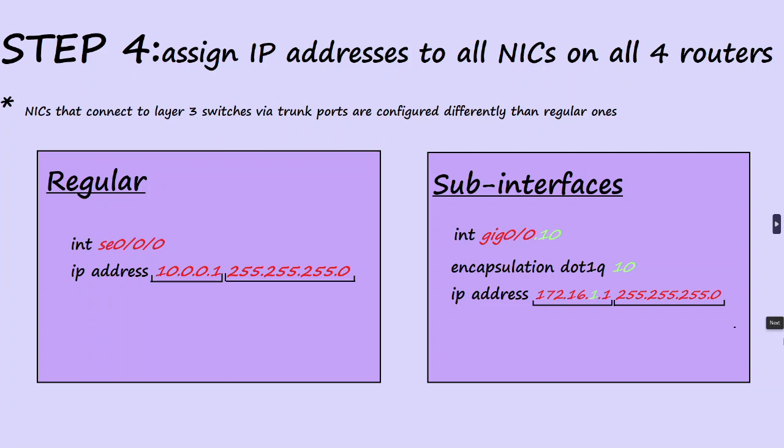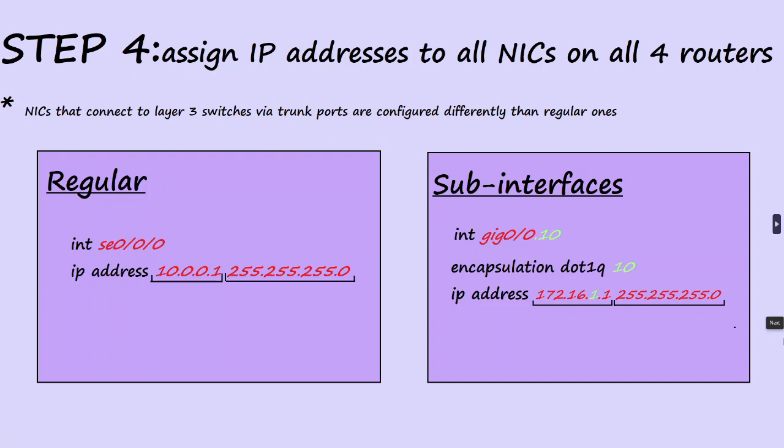And then for when you're configuring the sub-interfaces, you're going to specify the interface, but you're going to put a dot and then the VLAN number. So in this case, int gig 0/0.10, which is the first VLAN we'll be configuring.